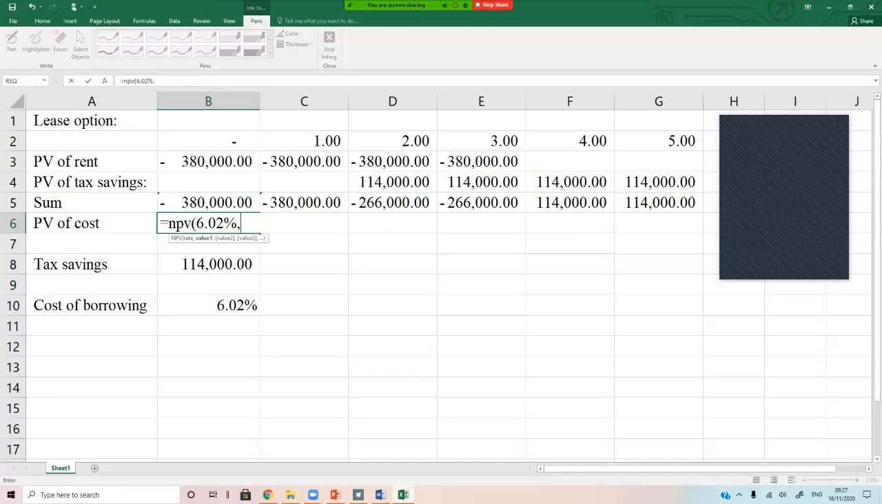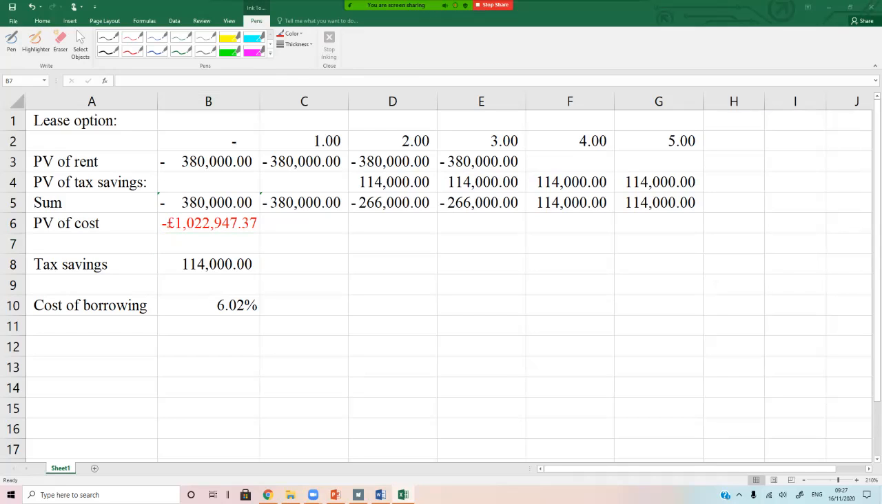Can we say 0.0602? Yes, that's what you can use, or you can also use the percent. From year 1, don't forget, this is where you define the cash flows from year 1, all the way to year 5. Then year 0 is already negative, so it has to be negative. So plus year 0. Now we have the present value of cash flows from year 0 all the way to year 5.